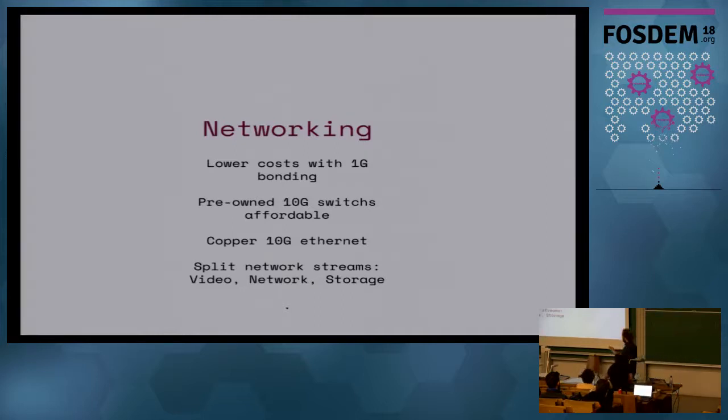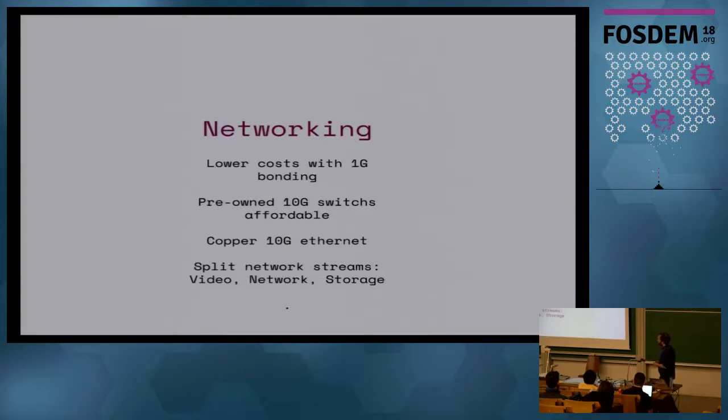You have to send video, the client video, through one interface and one network. The access to internet of these desktops, you have to split it. You have to use another interface to send it. And of course, the storage part, you need a SAN network apart from the others.